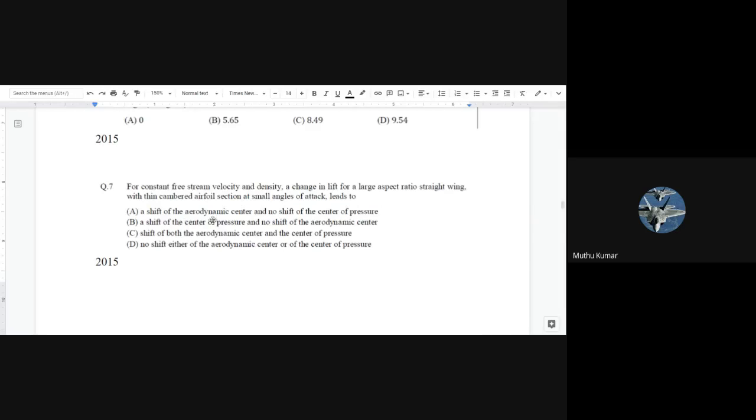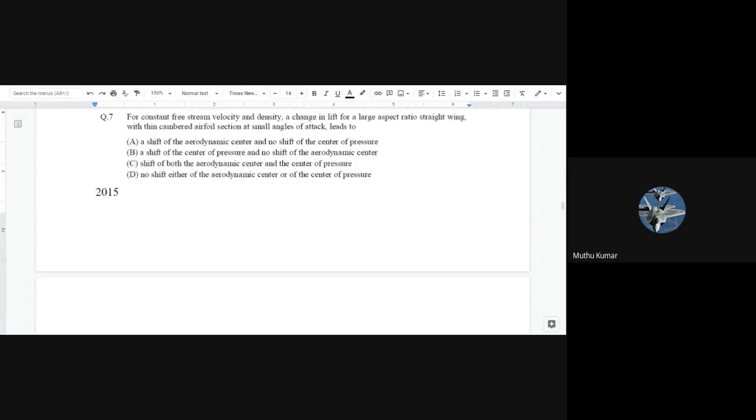Okay, so you should have a strong hold on the aerodynamic center and the center of pressure, because stability is all about these two points. This is the whole of stability, totally.